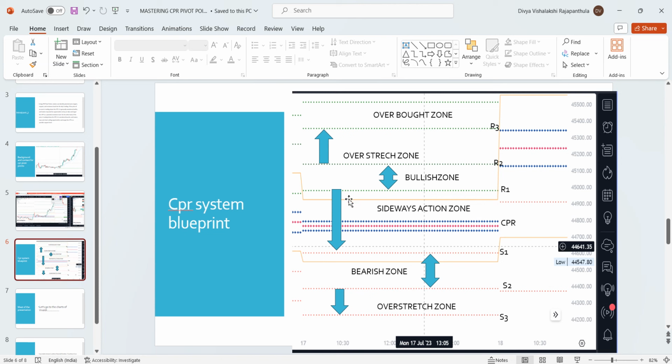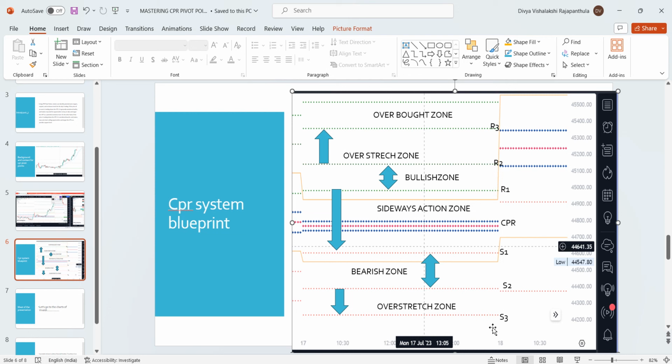This orange line is the previous day's high. That means in the previous trading day, the price went till here. This is the all-time high of that day. This is the previous day low, which is the all-time low of the previous day. Now, you know about the resistances R1, R2, R3 and R4. Likewise, we have supports S1, S2, S3 and S4.